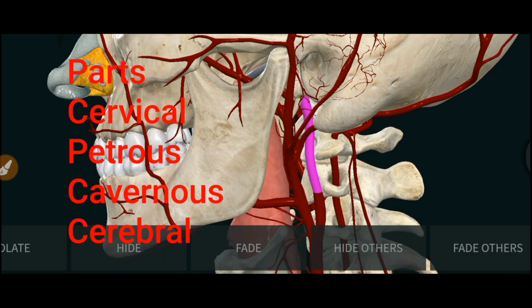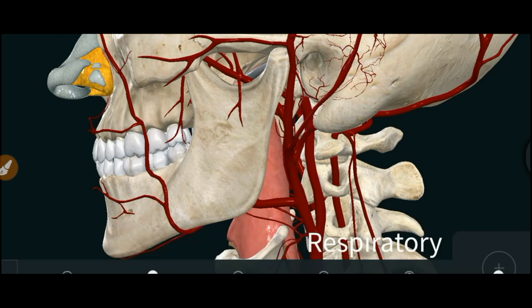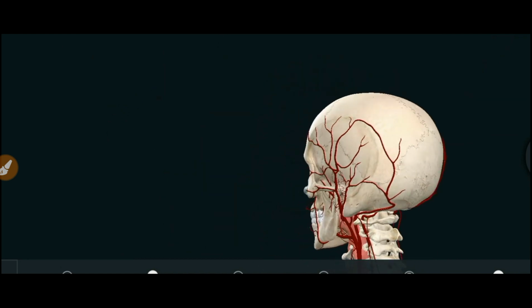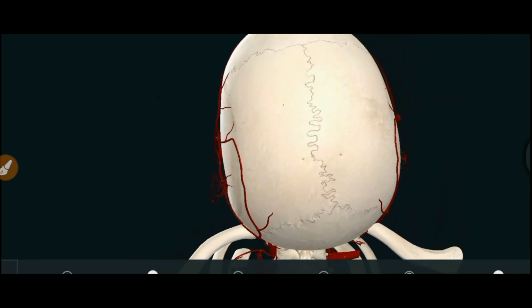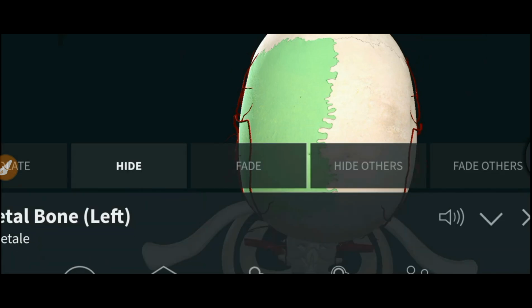What are the four parts here? It has cervical part, petrous part, cavernous part and cerebral part. You are seeing the cervical part. Here it does not give any branches, and it enters the skull via the carotid canal lying in the anterior wall of the middle ear or tympanic cavity, and then it lies in the petrous part of the temporal bone and enters the cavernous sinus, then terminates by giving 5 branches, that is the cerebral part.